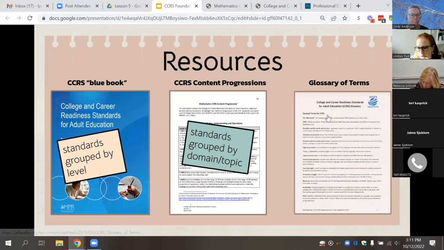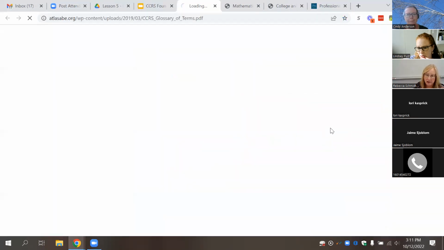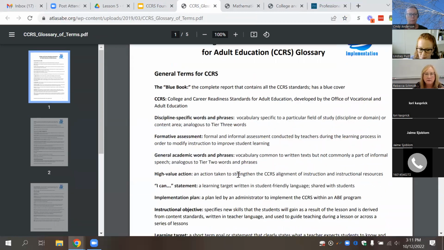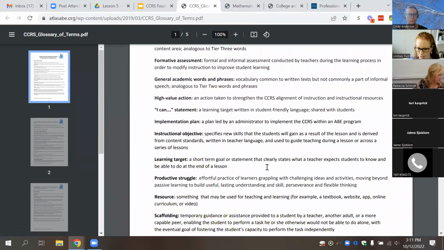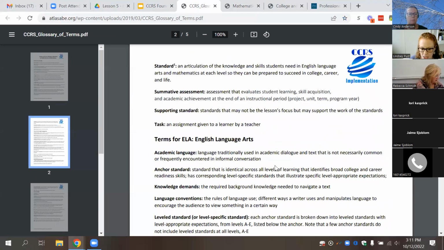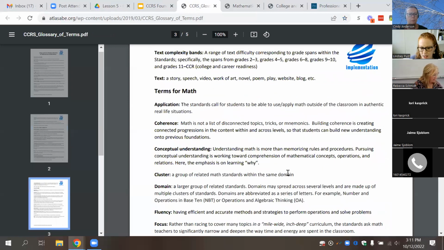And then for a collection of all the terms and definitions for them that we see, there's this document. And I'm going to put links to all three of these in the chat in just one moment. On the third page, there are all the terms for math.